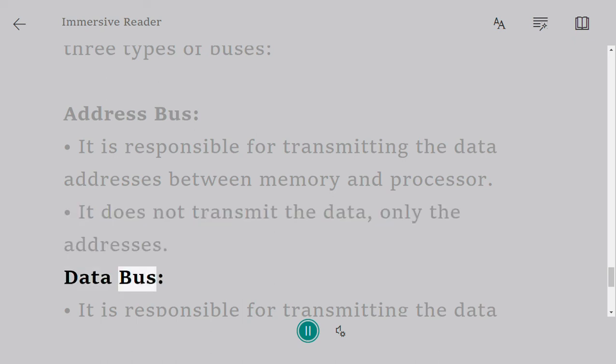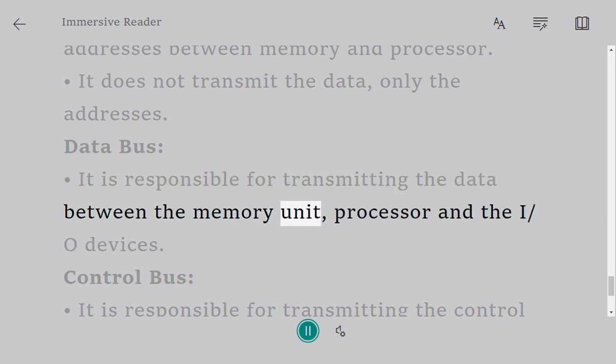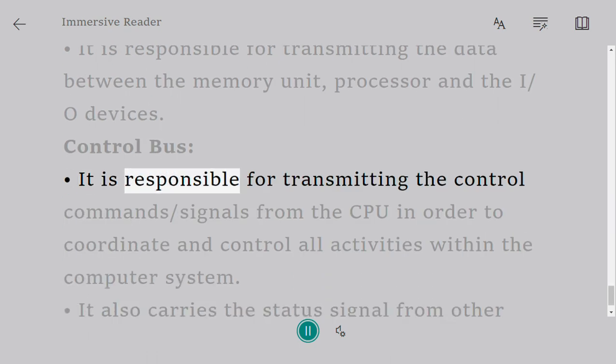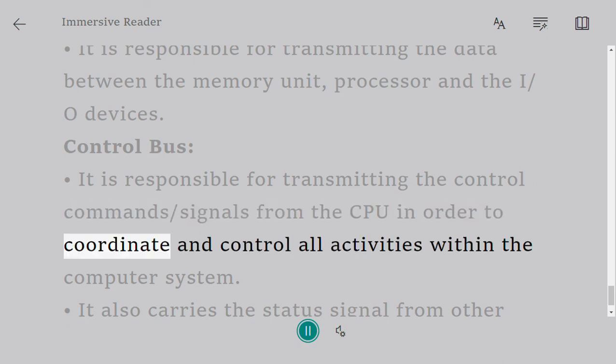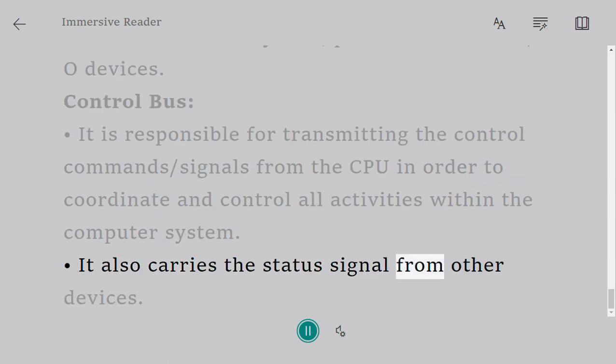Data bus. It is responsible for transmitting the data between the memory unit, processor, and the I/O devices. Control bus. It is responsible for transmitting the control commands/signals from the CPU in order to coordinate and control all activities within the computer system. It also carries the status signals from other devices.